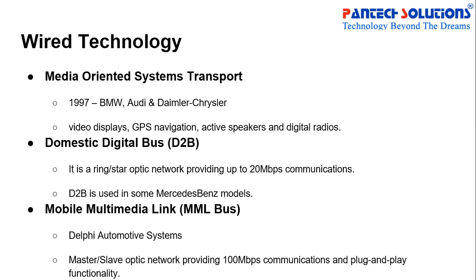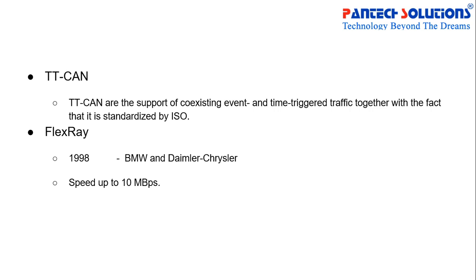And the next one is Mobile Multimedia Link. Delphi Automotive Systems invented this one. Again, this is common for master slave optic networks. Maximum speed is up to 100 Mbps. Again, the CAN is modified, that is the TT CAN. It supports coexisting event and time triggered traffic together, and it is standardized by ISO. And the FlexRay was invented by BMW and Daimler in 1998. Speed is up to 10 Mbps.